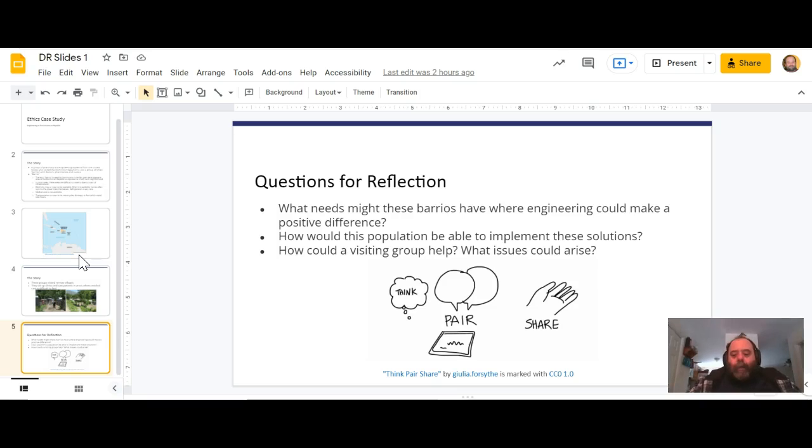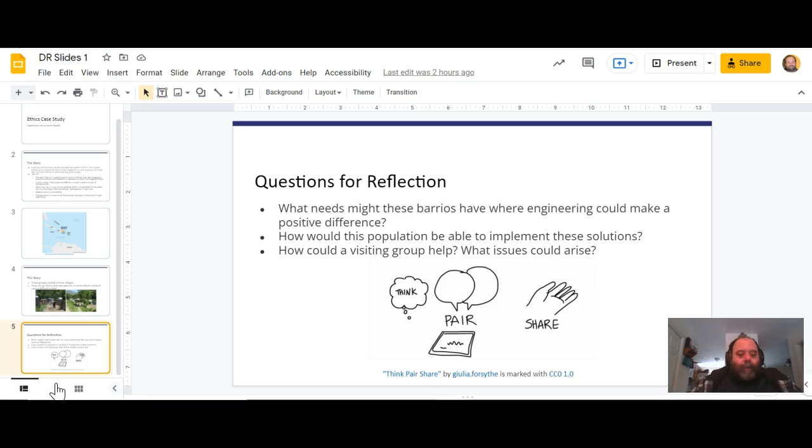Okay, so the last question here is that there's a visiting group, these people that are going down to the DR, but they're going to be there for a short period of time, and then they're going to leave, right? So what role could they play in all of this? How could they be involved? That's different from a stakeholding role, right? The visiting group could be part of the solution, but the solution cannot be dependent upon the visiting group. So talk about issues that could arise from the visiting group being there and then leaving.